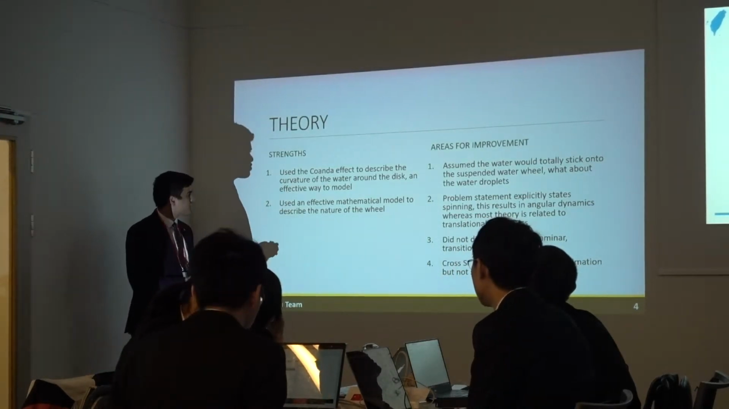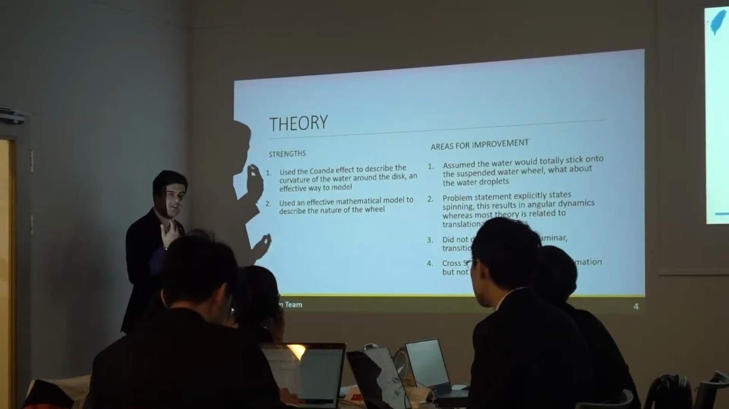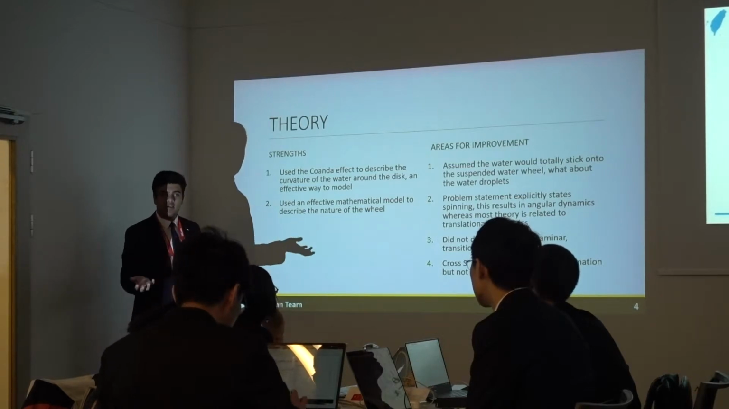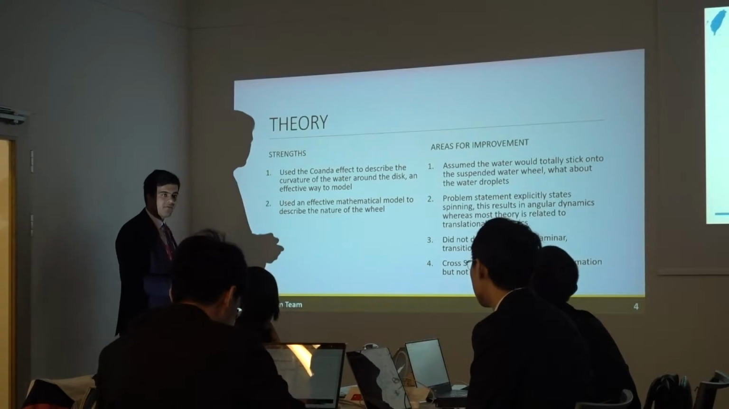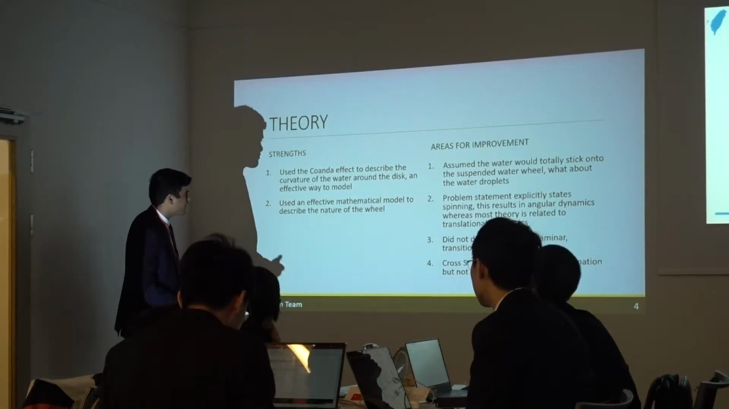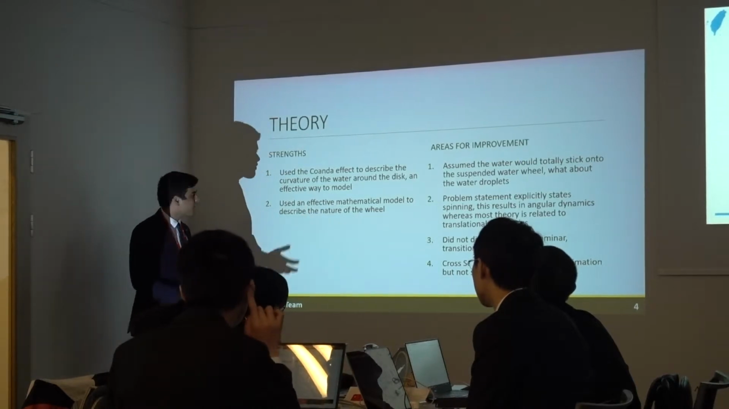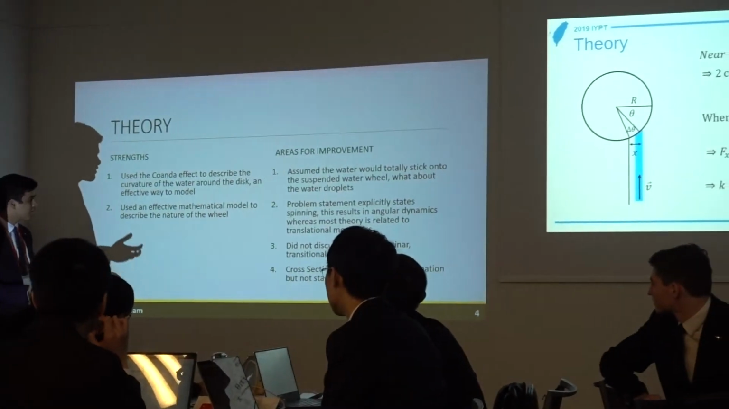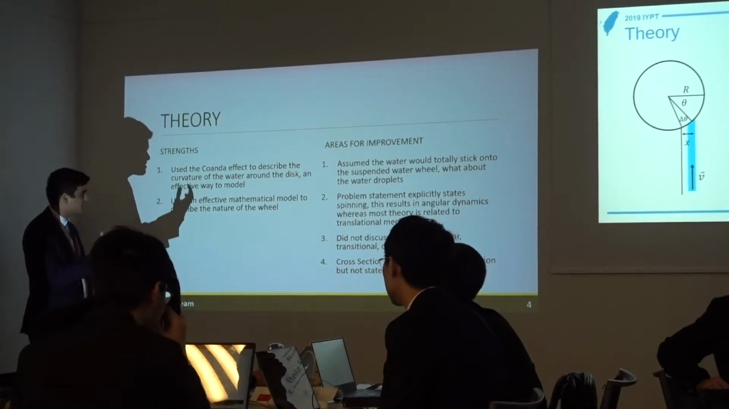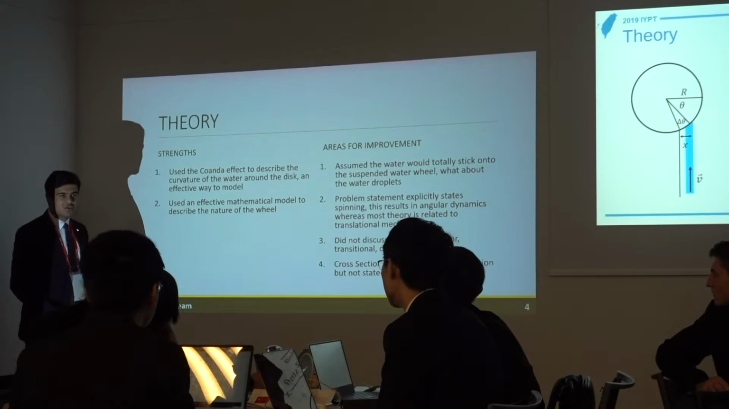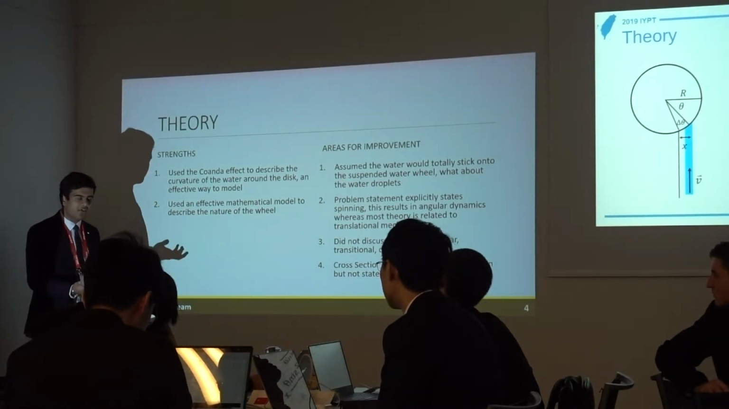They assume the water would totally stick onto the suspended water wheel, but they did not consider the water droplets or anything else. The Coanda effect doesn't explicitly say all fluid will stick around the surface. There's an extent and a limit to this situation. The problem statement explicitly states spinning. However, in the solutions to the mathematical model, angular dynamics was not taken into account. They are later brought up in the results, but they're not explicitly taken into account, whereas they use translational mechanics and tangential velocities rather than some of the angular properties of the disk.